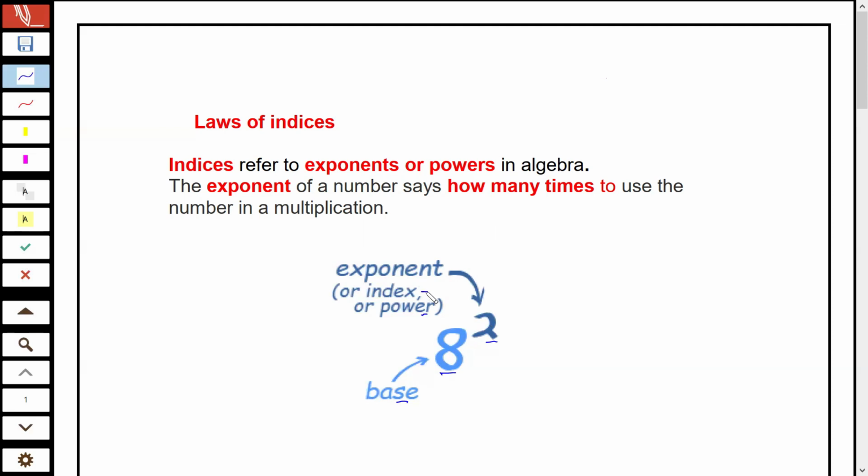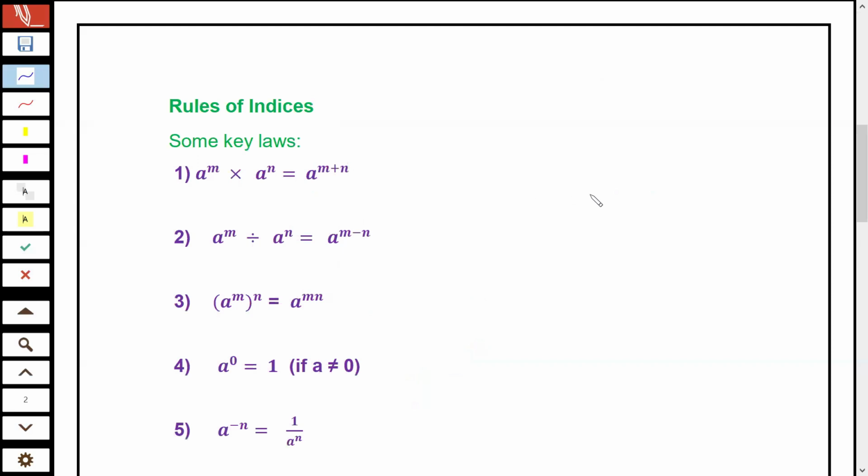Now, the word index is simply the singular form of indices. So when we're referring to just a single number in the singular form, it's index. Now, let's have a look at some of the basic laws of indices.